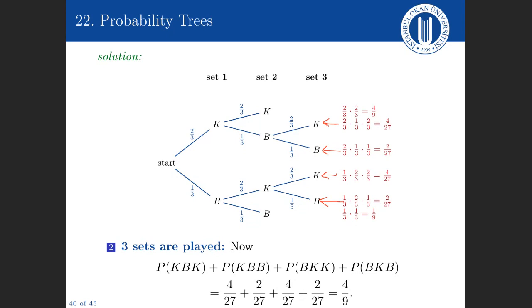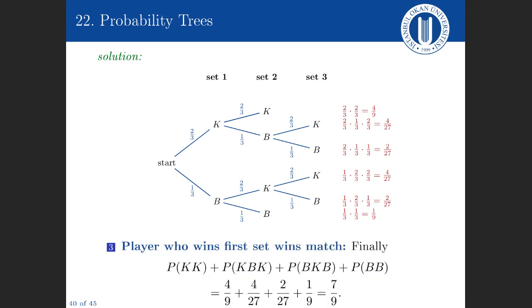We need to calculate the probability of KBK plus the probability of KBB plus the probability of BKK plus the probability of BKB. Add these 4 numbers together and you can check that we get 4 divided by 9. The third question was, what is the probability that the player who wins the first set also wins the match?